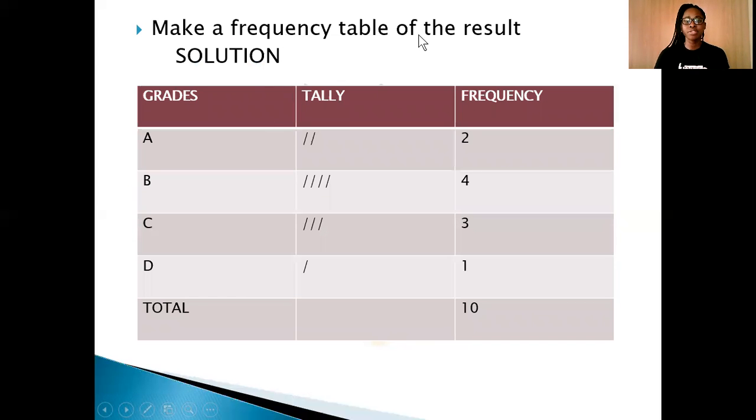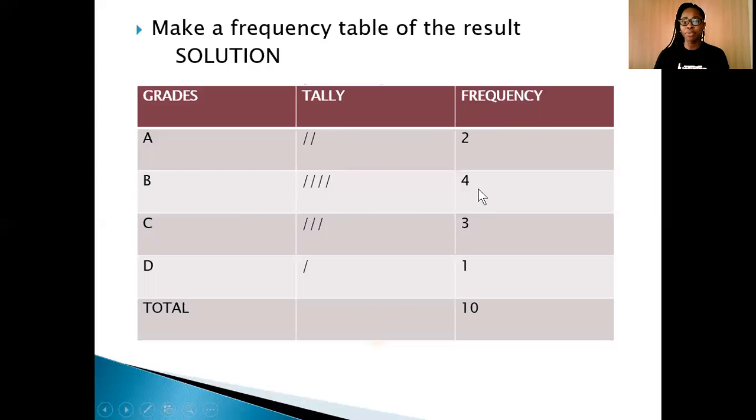Make a frequency table of the result. We have our grades from A, B, C to D. We have the tally and the frequency. A is appearing twice, so the frequency is 2. And for the tally, you put 2 strokes to represent 2.